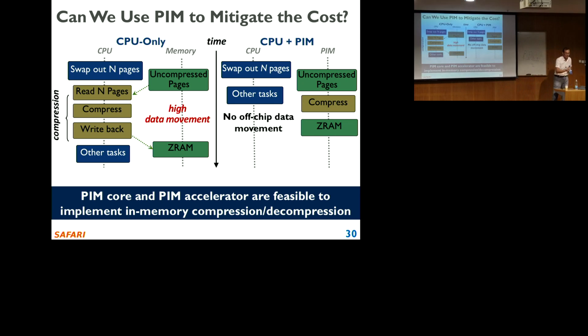Yes? So if you move the data uncompressed, aren't you using more bandwidth because of that? So basically, yes, you're using a lot of bandwidth over here. But we're not using that bandwidth over here. So if you want to swap out N pages, what Chrome does is it brings in some uncompressed pages, compresses them in the CPU, and puts them back in memory. Basically, we want that process to happen only in memory.